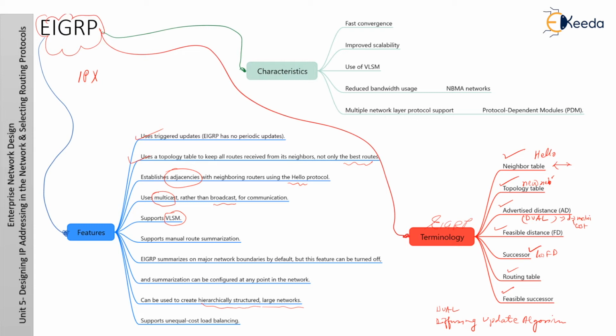Along with keeping the low cost path, DUAL keeps a backup path to each destination. The next hop router for the backup path is called the feasible successor. To qualify as a feasible successor, a next hop router must have an AD, that is advertised distance, less than the FD of the current successor route. You can say a feasible successor is a neighbor that is closer to the destination, but it is not in the least cost path and therefore it is not used to forward data.